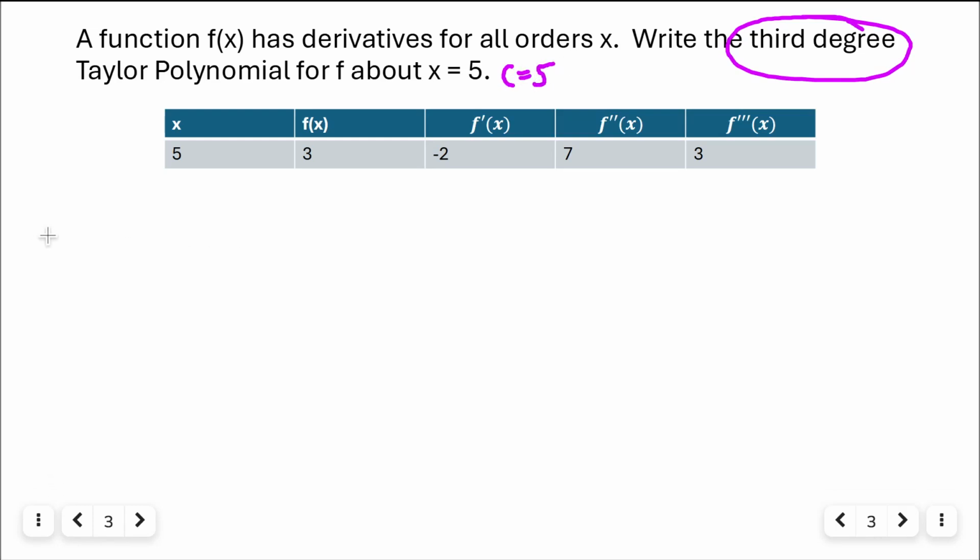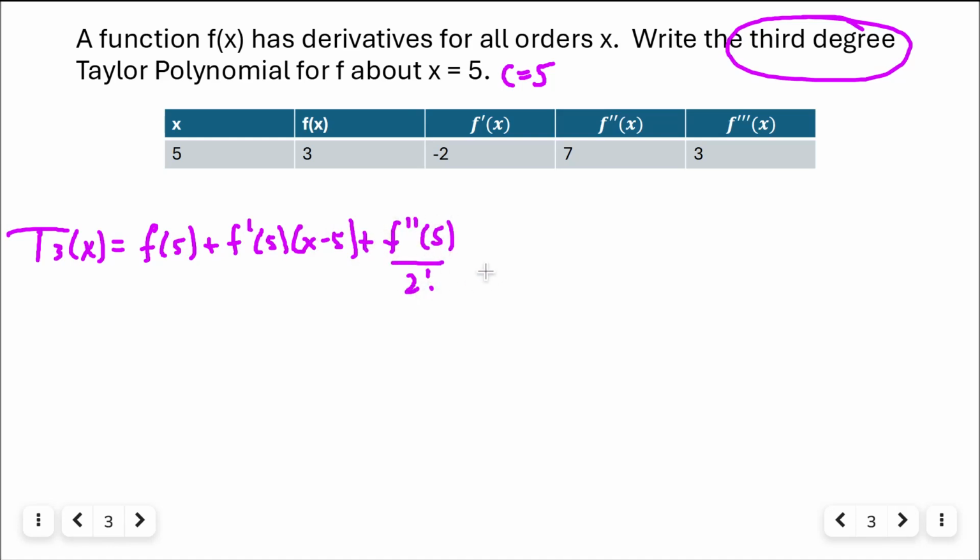All right, so let's write down our third degree Taylor polynomial. T sub 3 of x would be f of 5 plus f prime of 5, x minus 5, plus f double prime of 5 over 2 factorial, x minus 5 squared, plus f triple prime of 5 over 3 factorial, x minus 5 cubed. That's my third degree. You don't want to go above that.